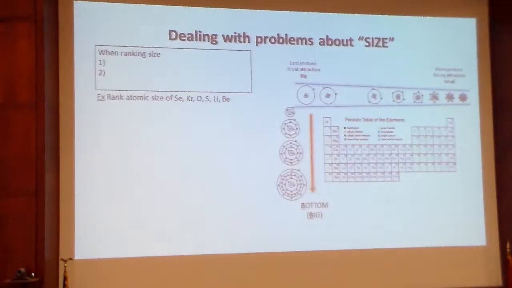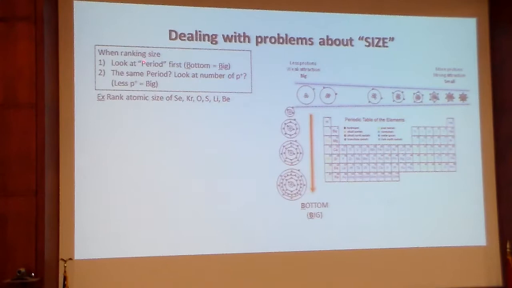Now, how do we deal with the problem about size? We have to compare atoms, which one's bigger, which one's smaller. First, we take a look at the period. Bottom, big. From electron configuration, but we don't really need to do that. Just find whether the atom is at the bottom, that's big. After we do the first one, we take the same period and look at protons. Same period, pretty much the same size, so what makes the difference is the number of protons. Fewer protons is big.